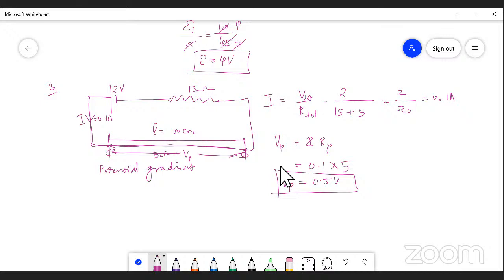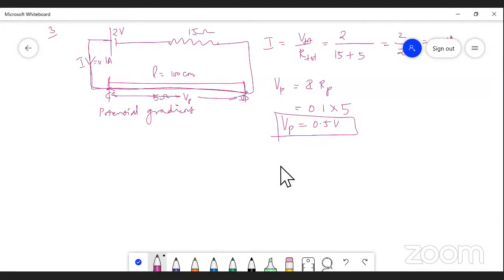The question is not complete. They are asking you still, what is the potential gradient? Potential gradient here refers to potential difference across 1 centimeter of the potentiometer wire. So this is equal to the potential difference across the potentiometer wire divided by 100 centimeter. So you will have 0.5 divided by 100 volt per centimeter. So this gives you 0.005 volt per centimeter. Is this clear?